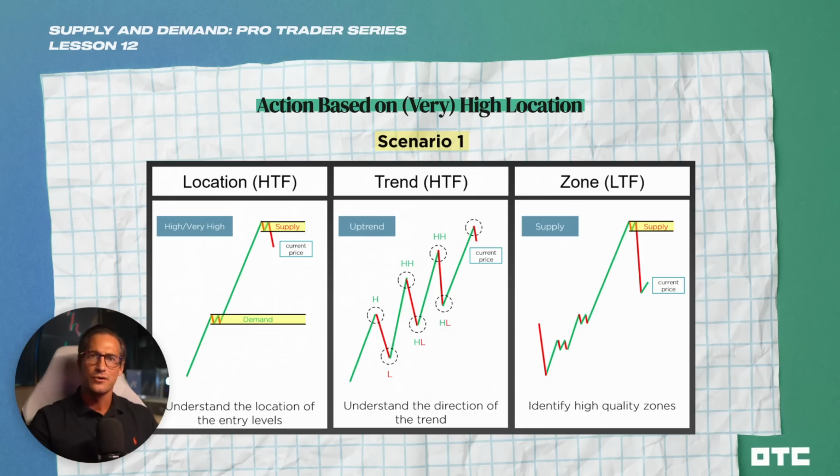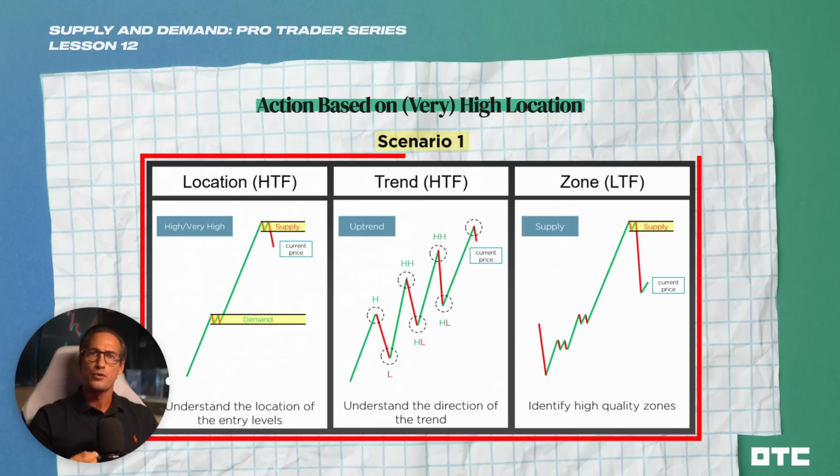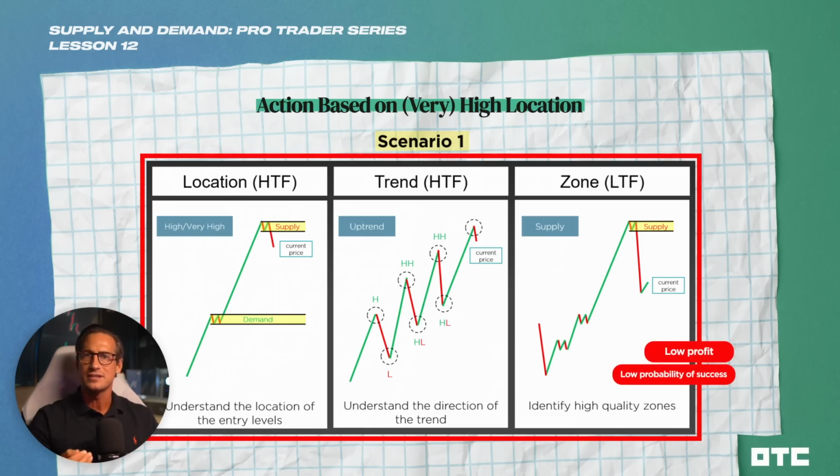In this scenario, although we are positioned high on the chart, we are essentially in a counter trend trade, meaning we are trading against the primary trend. Because of this, our profit margin would be limited or low, and our probability of success would also be low. Remember, in this setup, we are trading the weaker correction move rather than the stronger momentum move.